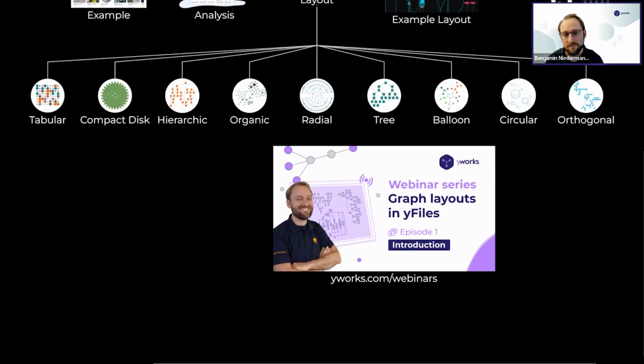If you are interested in more about these layouts, how to configure them, and what kind of possibilities they have, so what kind of constraints can I express with them, more from the algorithmic and technical side, then I can recommend the series on graph layouts and yFiles, which you can also find on our homepage on the subpage webinars, but also on YouTube. There I explain many of these layout algorithms in greater detail.